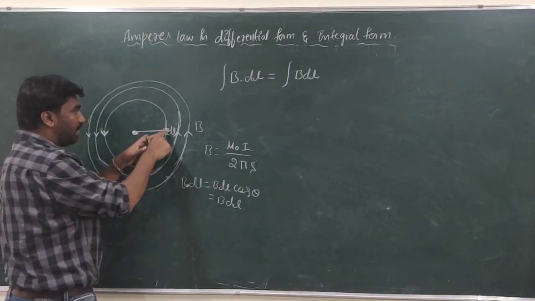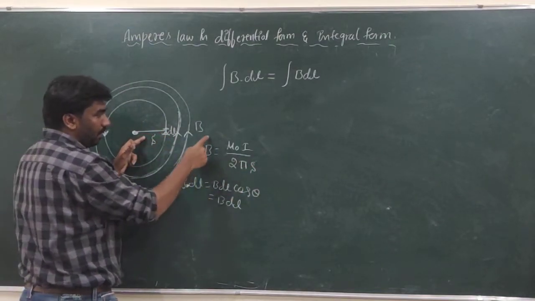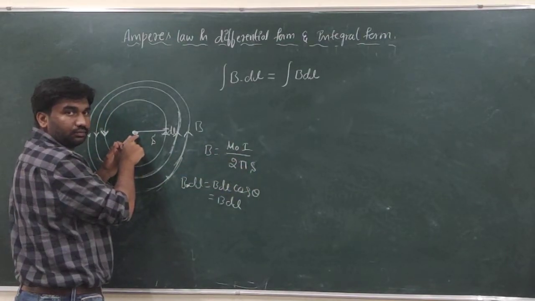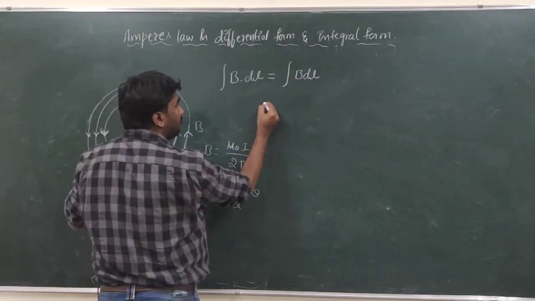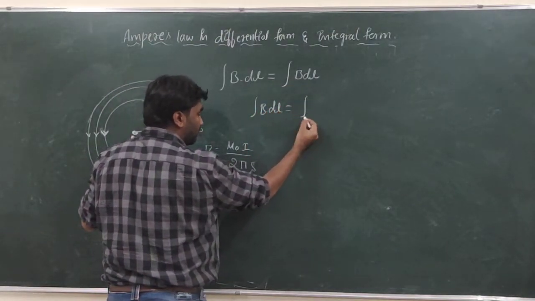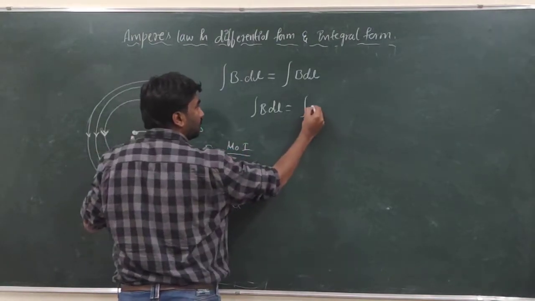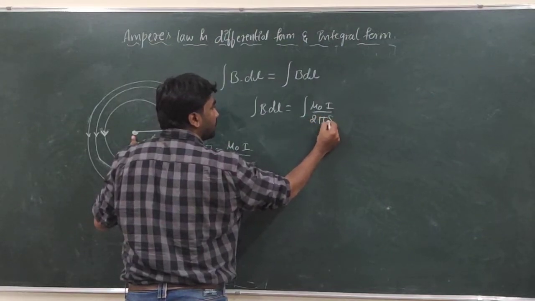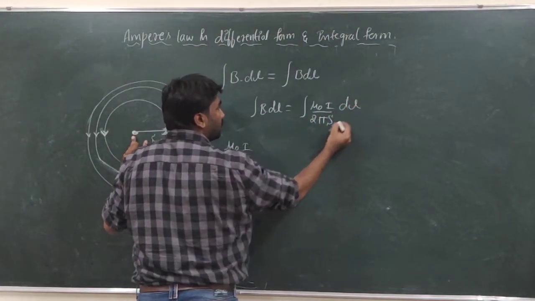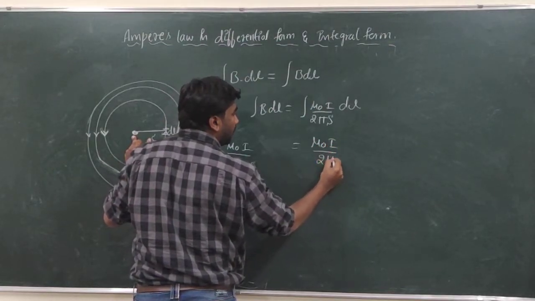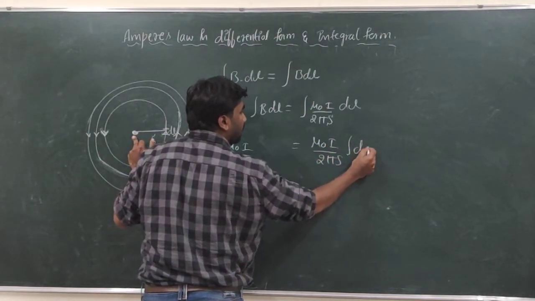Here I am calculating the magnetic field at a distance s. So this is my magnetic field produced due to this current wire. Okay, so I am going to substitute here. So integral B dot dl is equal to the integration of this B, which is mu naught I divided by 2 pi s, into dl. So which is equal to mu naught I divided by 2 pi s into the integration of dl.